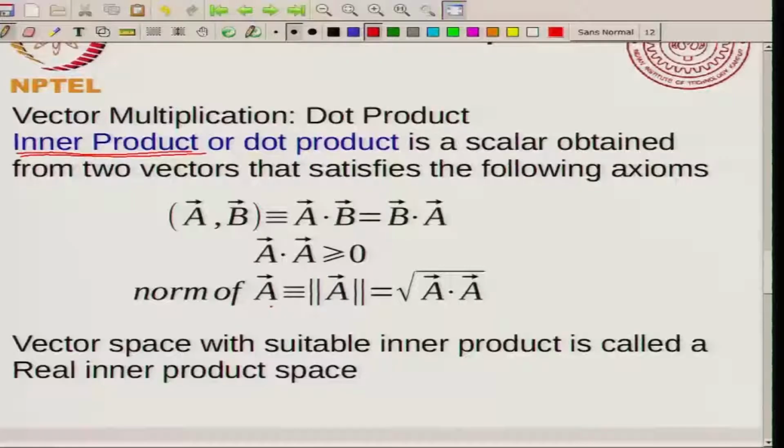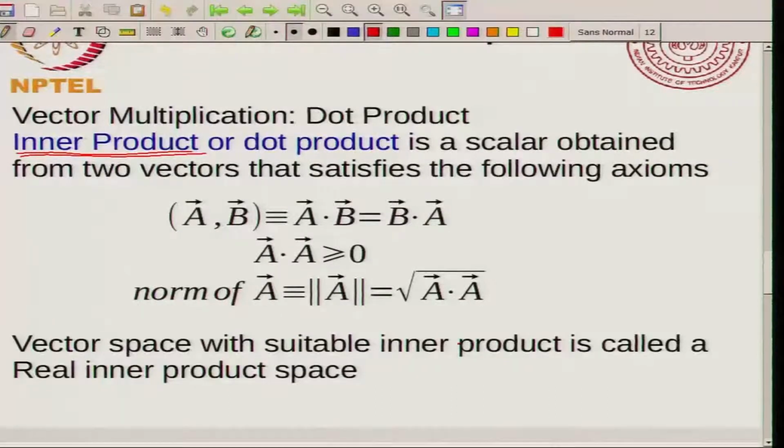Okay, and formally we define the norm of a vector, denoted by these double lines, and that is just the square root of A dot A. So, a vector space with a suitable inner product is referred to as a real inner product space. Okay.